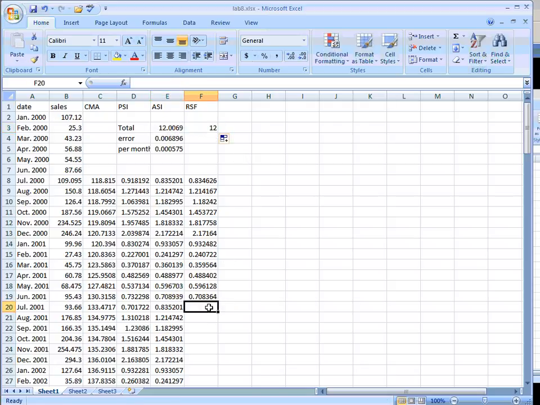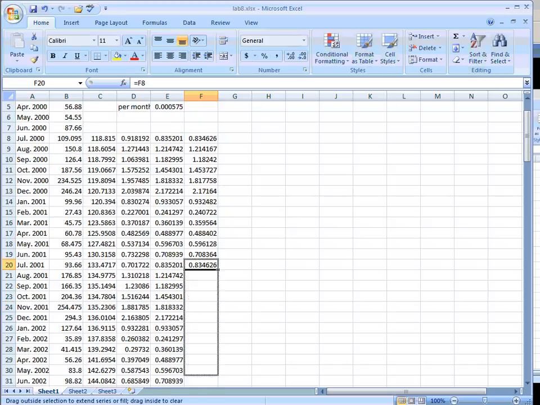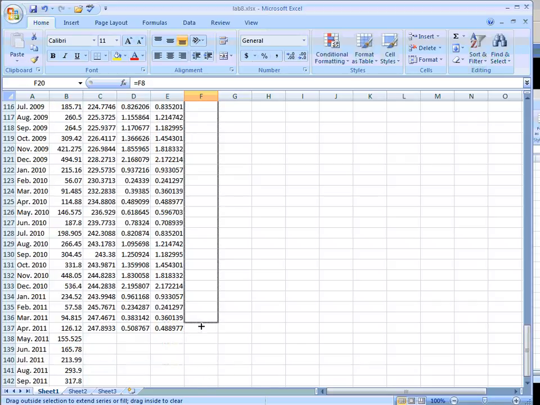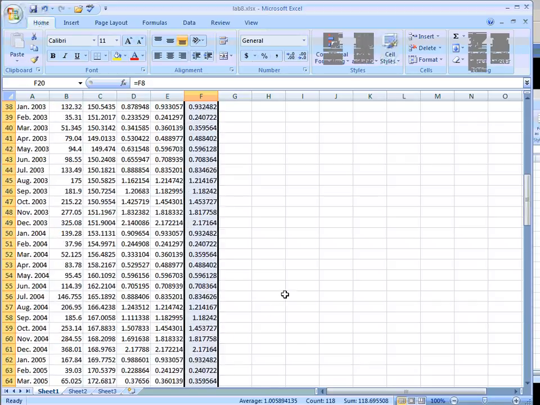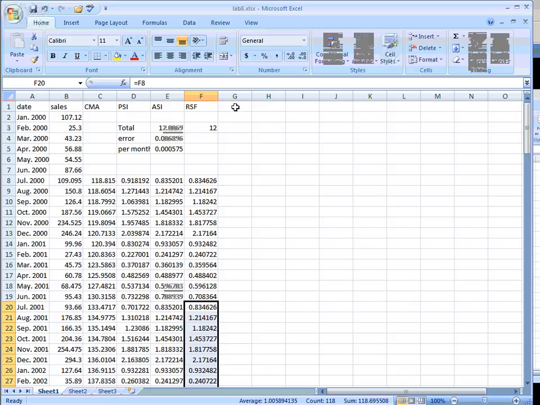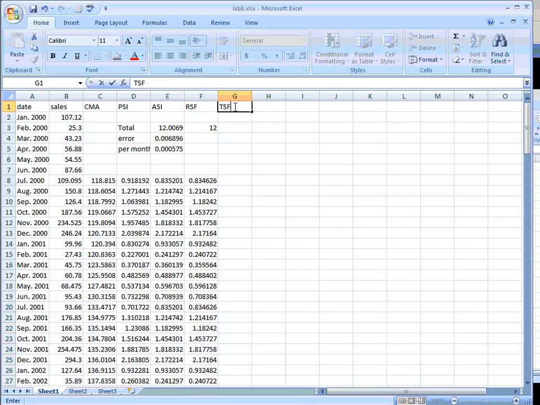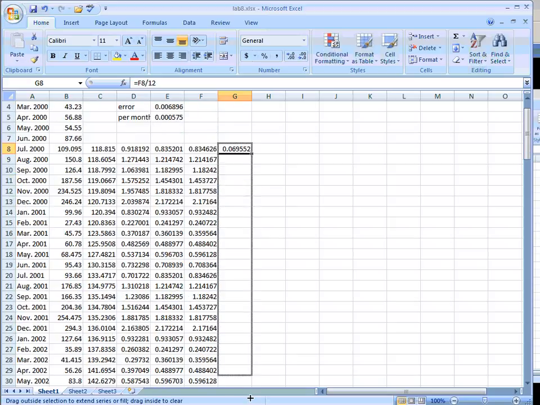Exactly what we wanted. Here we could copy that formula down, or we could do like we did before, equals 1 year before. Copy that formula down. And then total seasonal factor. Total seasonal factor equals that divided by 12. Copy that down.